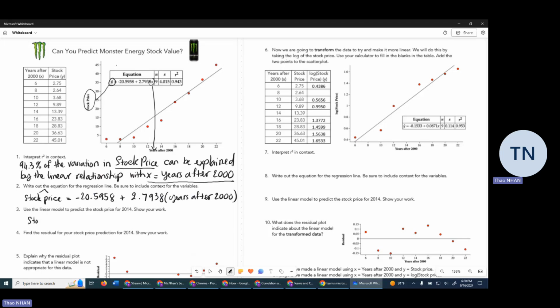So what we do is stock price, put a little hat, we write this, negative 20.5958 plus 2.793 times, and the year after 2000, it was 14 years, right? 2014, that is 14 years after 2000. So the answer right here, if you do that in your calculator, is going to be 18.52. So the stock price for Monster Energy stock value is going to be $18.52, right? Dollars in dollars.